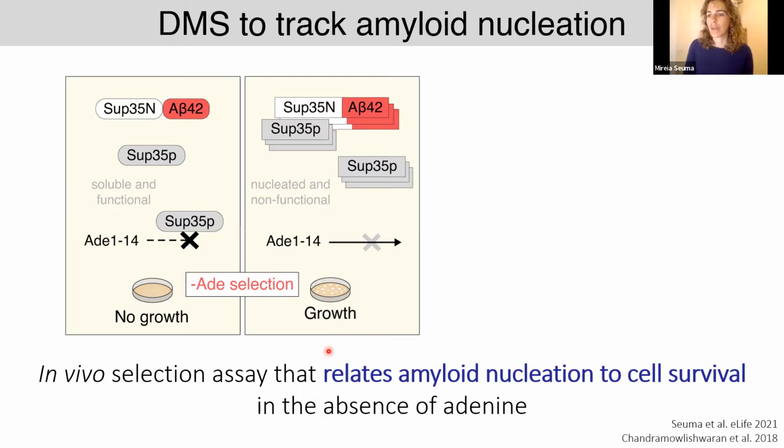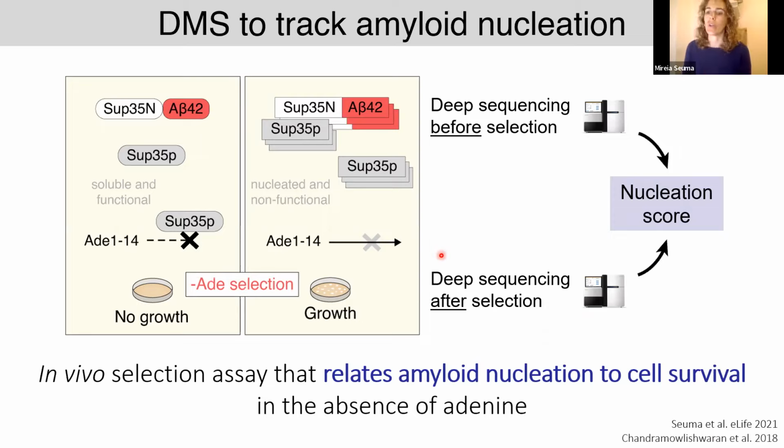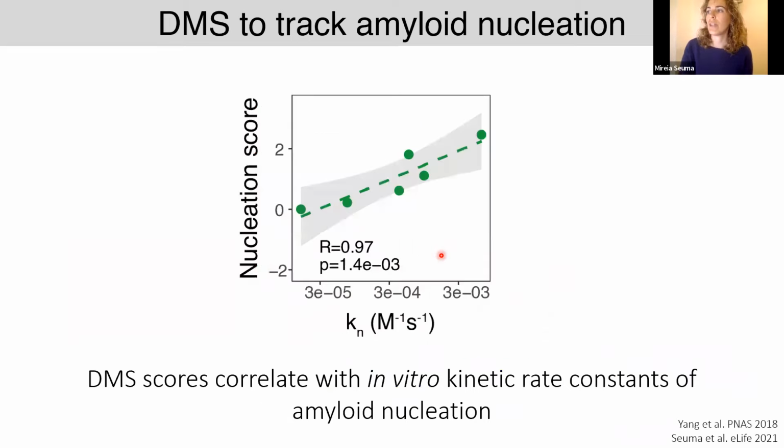Everything you have to remember from this selection assay is that we have a way to relate amyloid nucleation to cell survival in the absence of adenine. And if we now introduce a full library of variants, we can perform the same experiment and deep sequence the population before and after selection and calculate what we call a nucleation score. And why do we call them nucleation scores? Well, because the scores that come from the DMS experiment correlate very well with in vitro kinetic rate constants of amyloid nucleation.